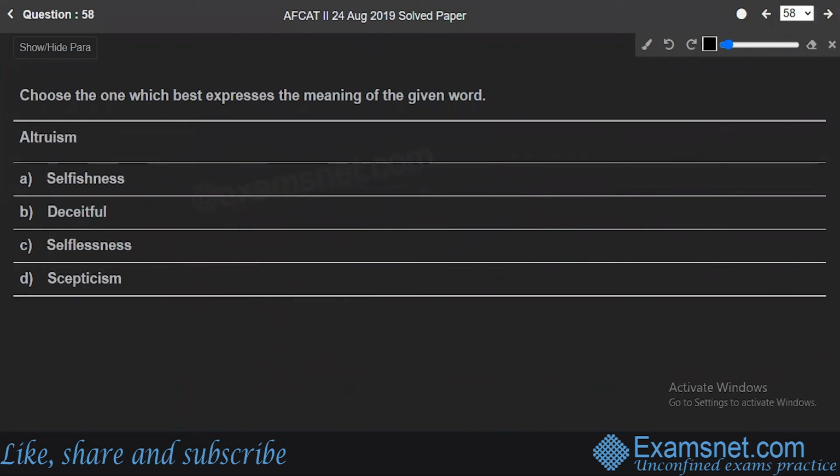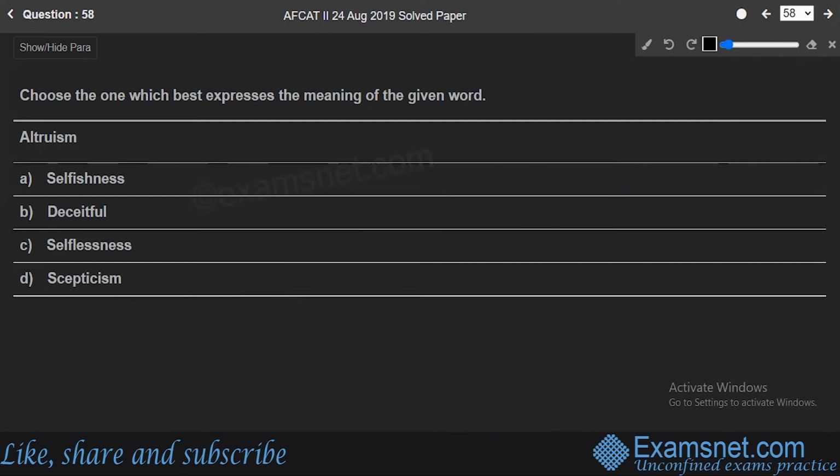Here is question number 58. You have to choose the one which best expresses the meaning of the given word, and the given word is altruism. The given options are selfishness, deceitful, selflessness, and skepticism. Let's look at the meaning of all these words one by one so that we can be clear with what the right answer is.